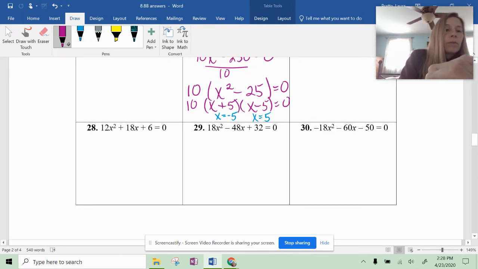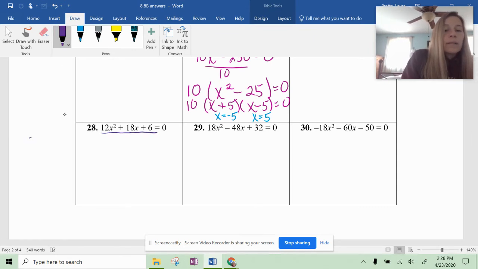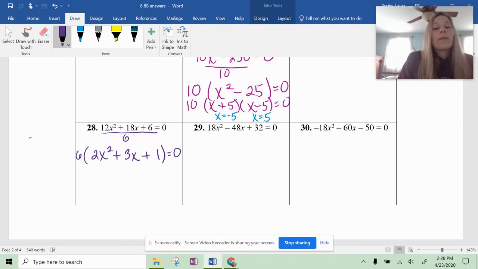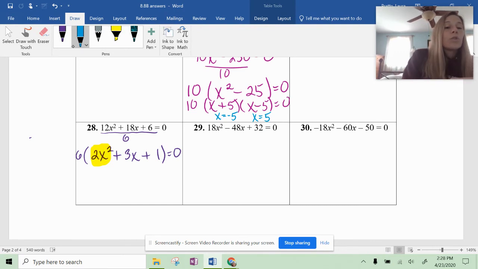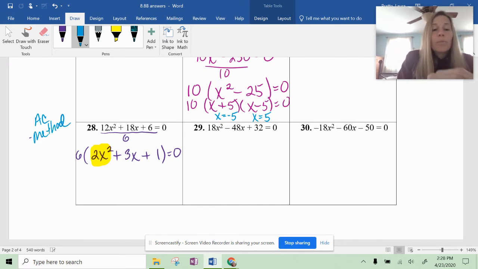Now if I want to go down to number 28, I'm going to divide all of these by 6. That's going to give me 2x squared plus 3x plus 1. Now this one's very challenging because after you divide out by 6, you still have a number in front of this x squared, which means you're going to do AC method. So this is like a more complicated problem.